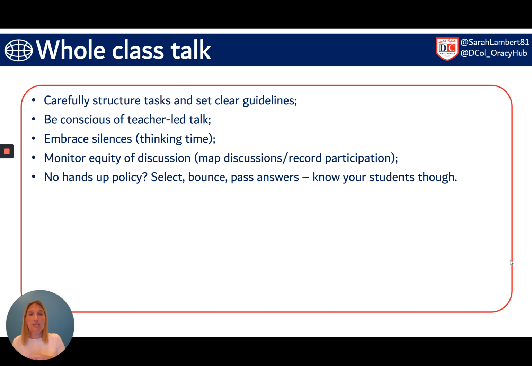I'll select. Sometimes I will bounce, so that I get an answer and I bounce it on and ask somebody else to add to it. And the students are always free to pass if they don't know. Initially that's a bit awkward, but they certainly get much more comfortable with saying pass and passing it on.